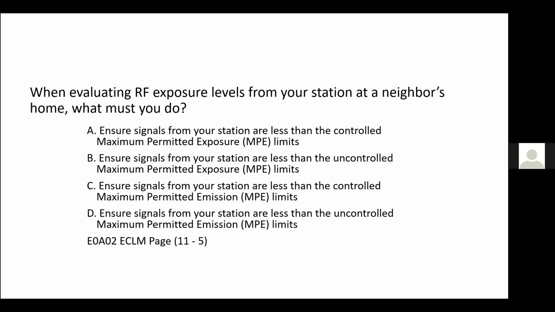Oh, it's Bravo. So Bravo is correct, and you're looking for the uncontrolled maximum permitted exposure. So remember the exposure, not the emission, and uncontrolled. Yeah, I didn't pick up on that emission difference. Yeah, they're really sneaky with the distracting of the emissions. So look for uncontrolled exposure.